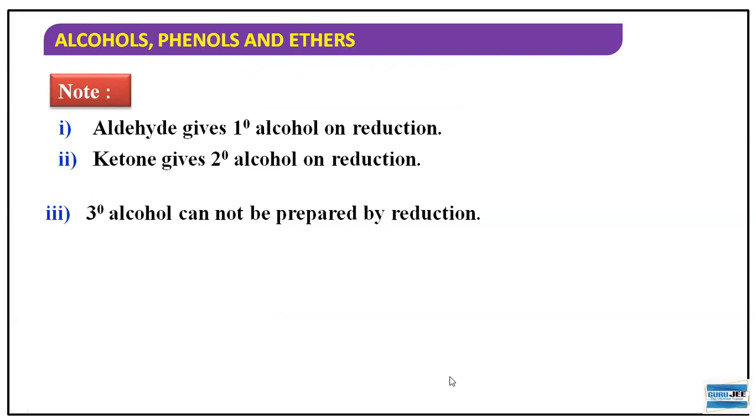By reduction, you cannot prepare tertiary alcohol. Note it down, just as a side note. Aldehyde gives you primary, ketone gives you secondary, and tertiary alcohol is not prepared at all.